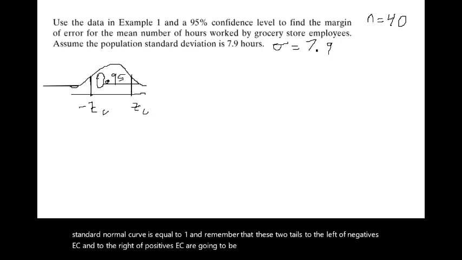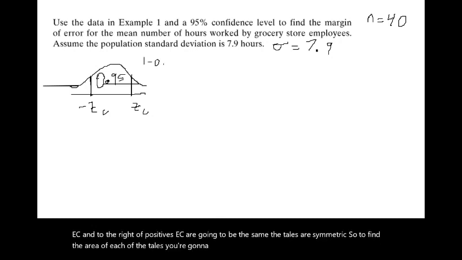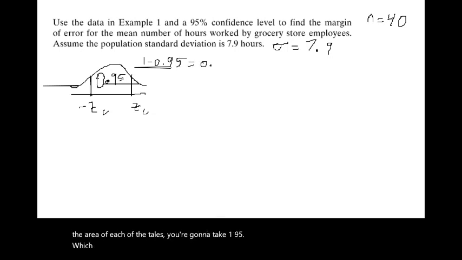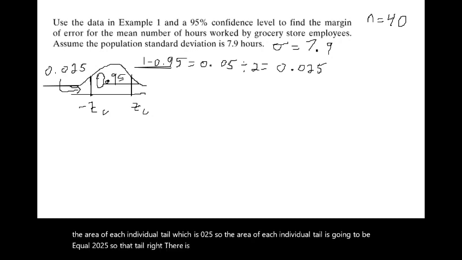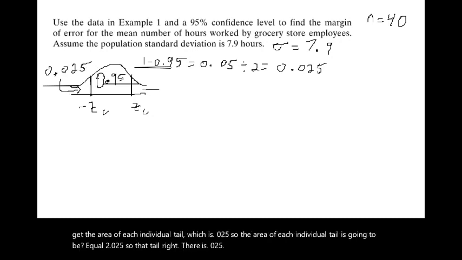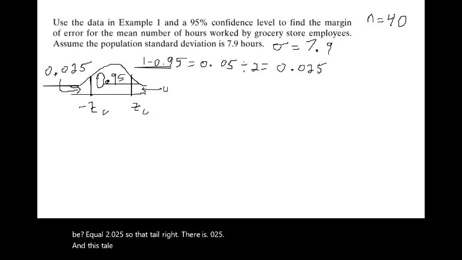The tails are symmetric. So to find the area of the two tails, you take 1 minus 0.95, which is 0.05. Remember, that's the area of the two tails put together. If you divide it by 2, you get the area of each individual tail, which is 0.025. So that tail right there is 0.025, and this tail right here is also 0.025.